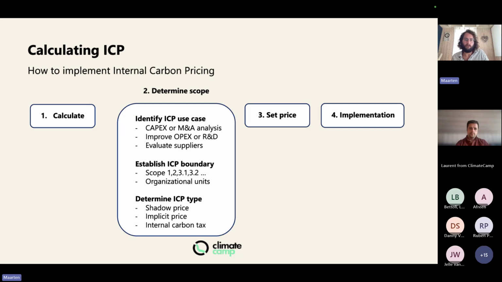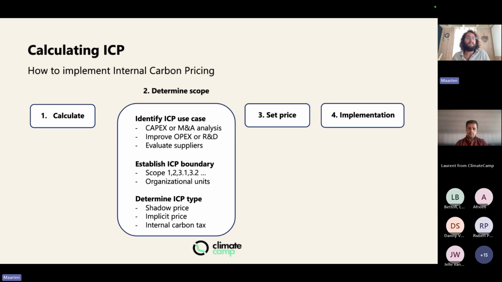You could have a different internal carbon price for CapEx or mergers and acquisition analysis than you have for improving operational expenses or R&D processes or how you evaluate suppliers. You could have a shadow price of $100 or 100 euros per ton of CO2 equivalent for CapEx investments, but have an internal carbon price of $15 or 15 euros per ton of CO2 equivalent for supplier evaluation. So the use case is always where you start when you want to implement internal carbon pricing.